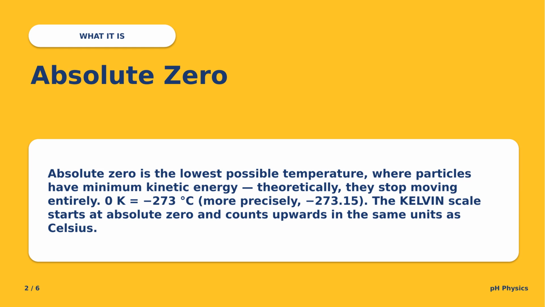Absolute zero is the lowest possible temperature, where particles have minimum kinetic energy. Theoretically, they stop moving entirely. 0 Kelvin equals minus 273 degrees Celsius. More precisely, minus 273.15. The Kelvin scale starts at absolute zero and counts upwards in the same units as Celsius.